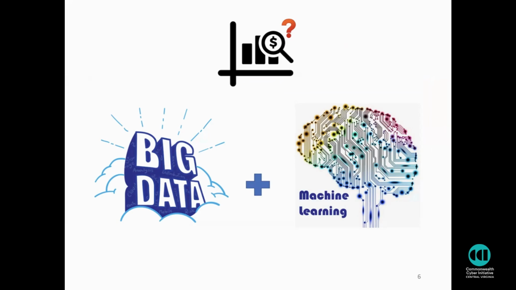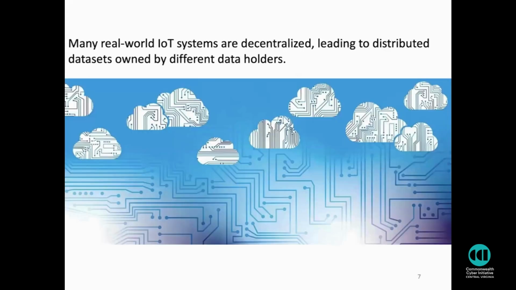With the help of machine learning, we, for the first time, have the opportunity to gain deeper insights into problems and develop better solutions. But in practice, many IoT systems are decentralized. For example, a hospital has many different sites. The IoT systems of each site produce data. The data is held by each site.